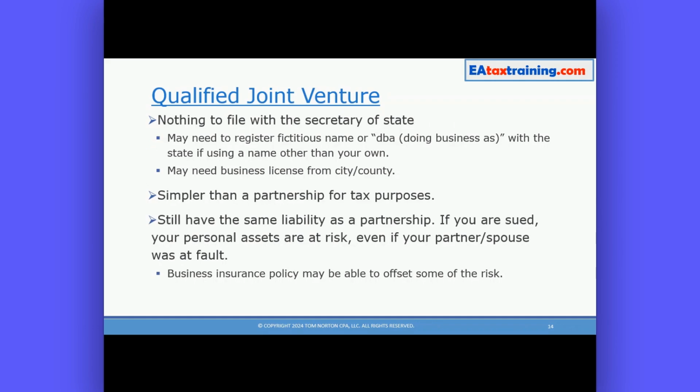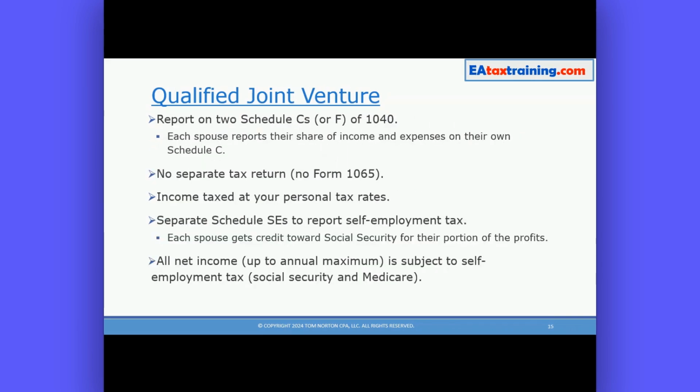The qualified joint venture, again, nothing to file with the Secretary of State. And just like the other entities we talked about, the sole proprietorship and a regular partnership, you might want to file the doing business as, and you might want a business license. This is simpler than a partnership for tax purposes, again, because you don't have to file that separate tax return, but you do have the same liability as a partnership. So if you are sued for something you do or your spouse does as part of the business, then you can both be sued. And again, you can get business insurance to help mitigate that risk.